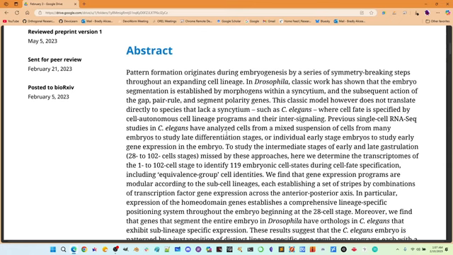To study the intermediate stages of early and late gastrulation, 28 to 102 cell stages respectively, missed by these approaches, here we determine the transcriptomes of the 1 to 102 cell stage to identify 119 embryonic cell states during cell fate specification, including equivalence group cell identities. So they're looking at these two stages of development, early and late gastrulation. This is kind of getting out of this period of doubling, this early period of doubling.